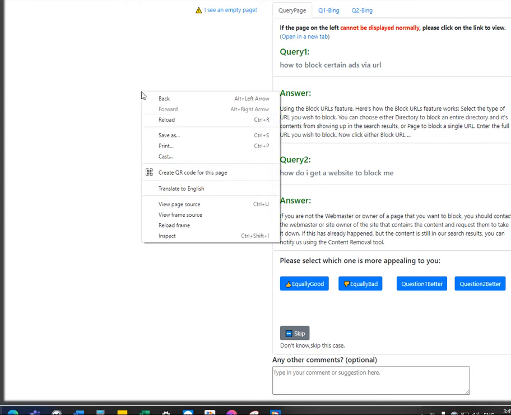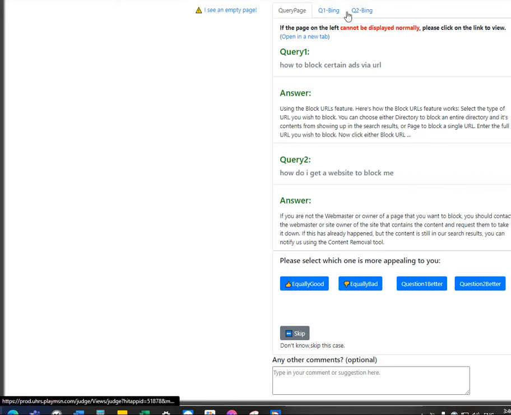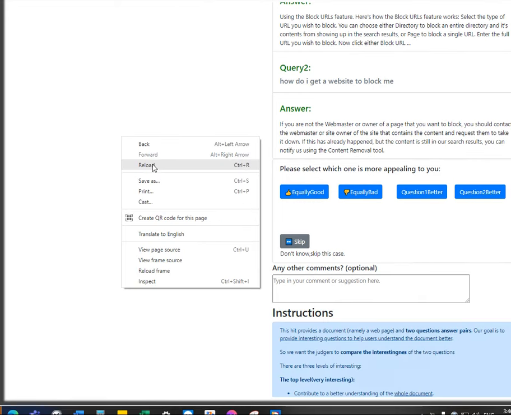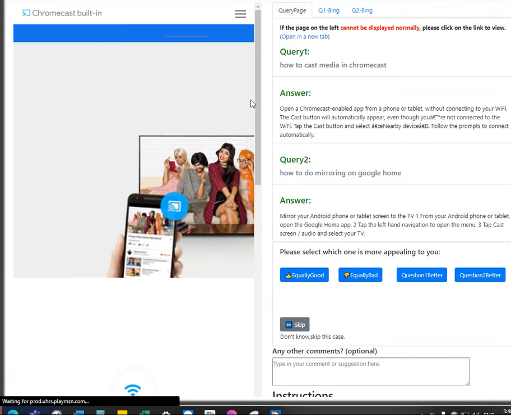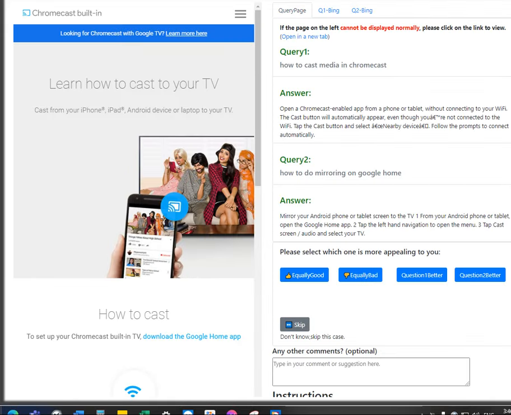The page does not load here. Let's refresh it. I hope it works. All right, learn how to cast to your TV, how to cast media in Chromecast, how to do mirroring on Google Home. Mirror your Android, open Chromecast from your phone. I think question number one is better. Oh, both are equally good. So we got two mistakes already. I'm not sure if we are going to pass this.